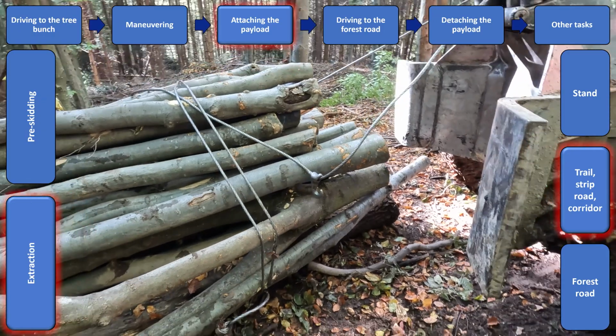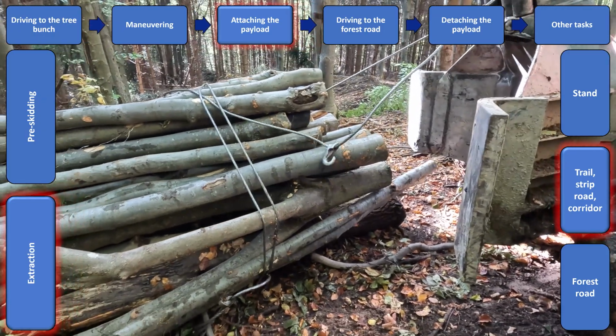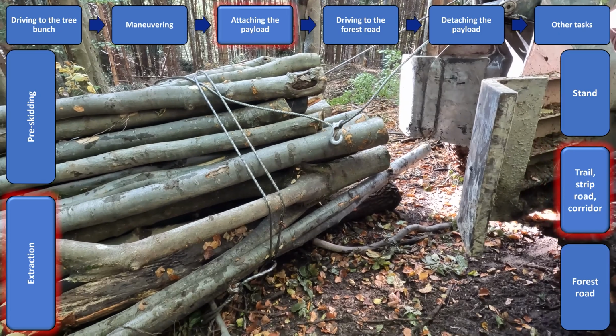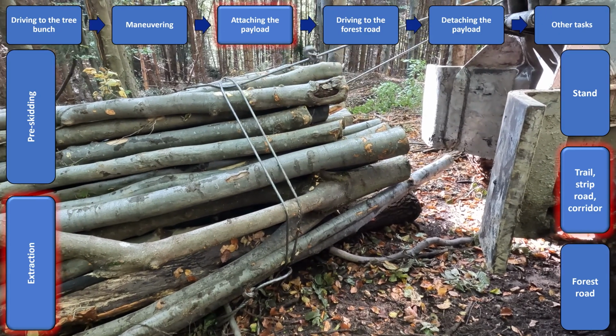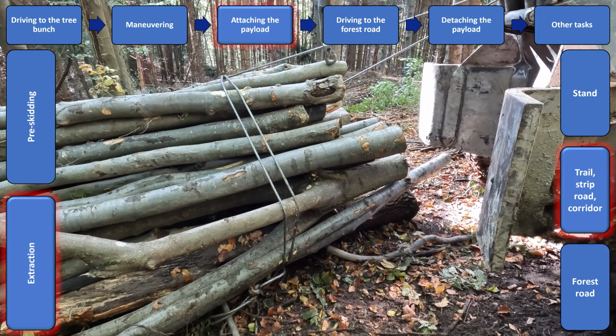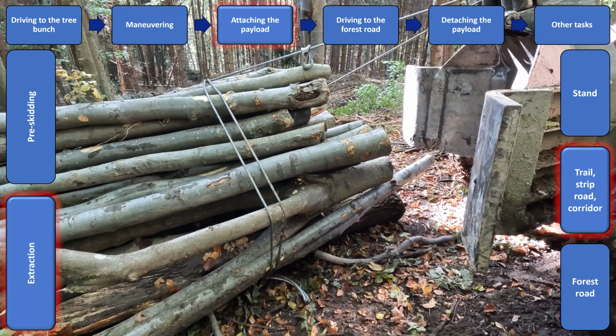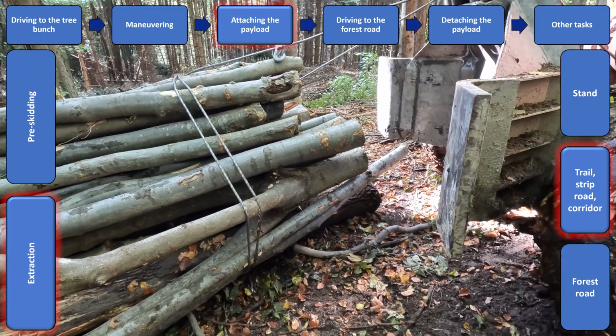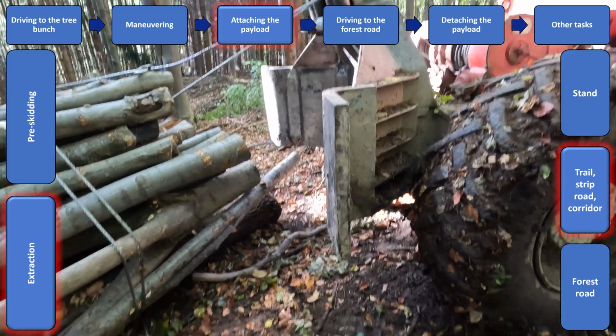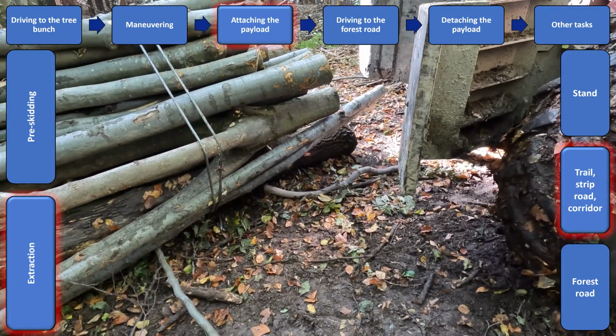This example comes from Romania, where the trees were motor manually felled in a thinning operation. Following felling, horse pre-skidding was in place to move the trees from the stand to the skid trail. Here, the trees were bunched so as to form the loads for skidding.